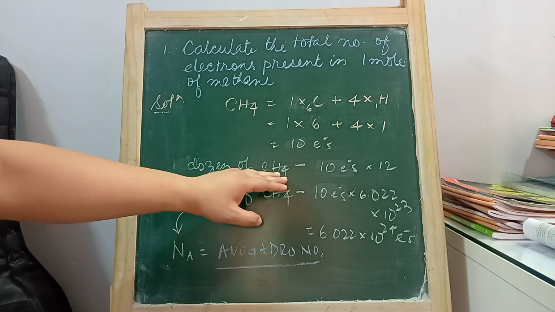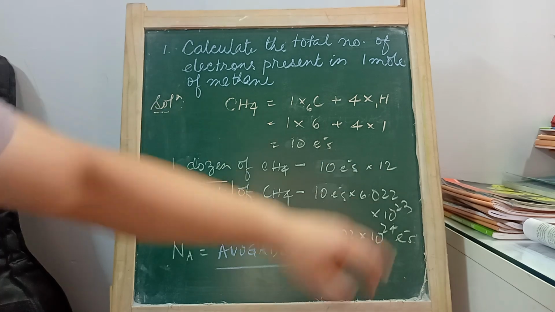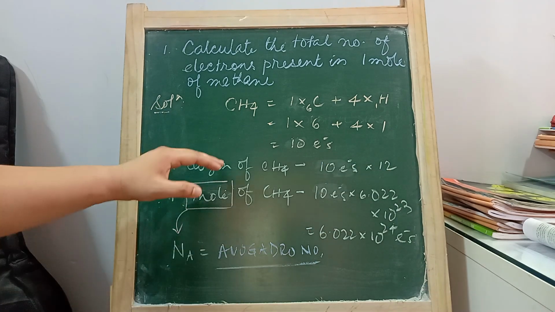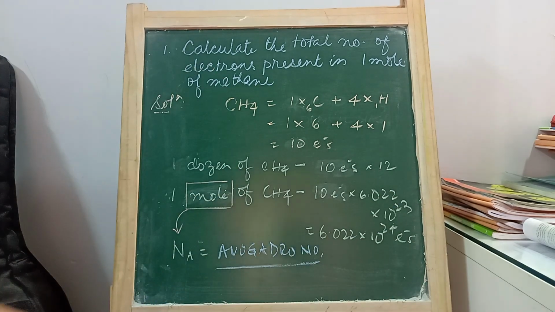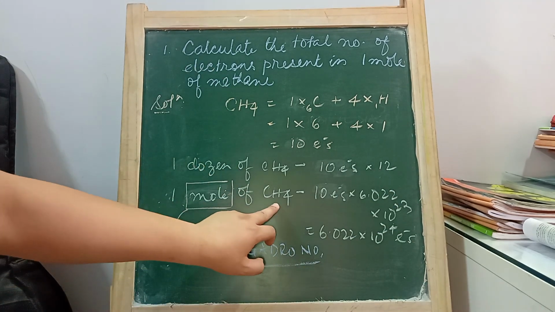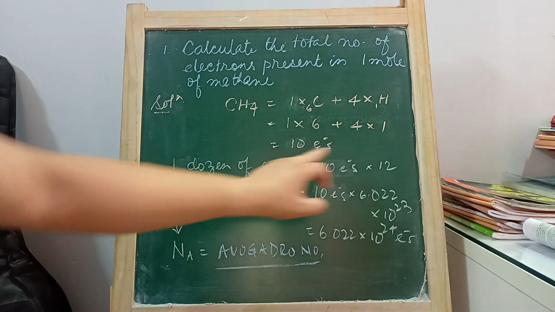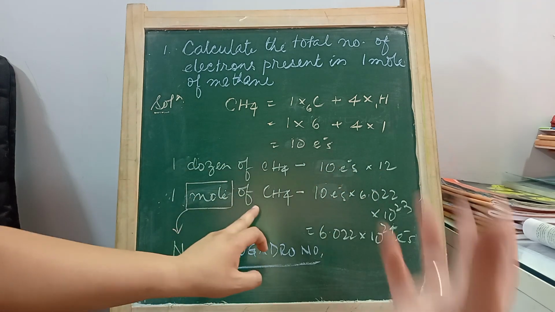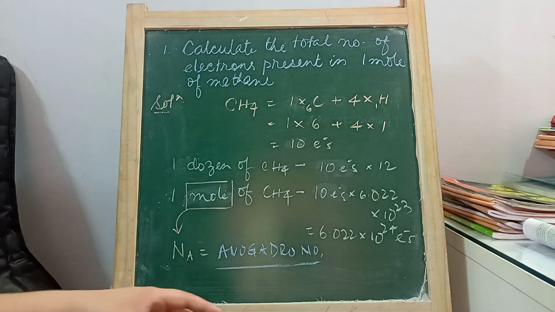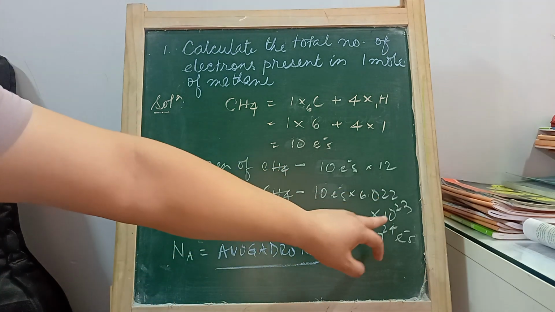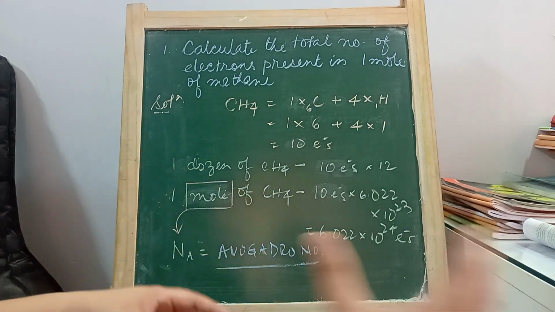So if you say 1 dozen methane molecules, that means what? Dozen means 12. So we multiply 10 electrons by 12. So there will be 120 electrons in 1 dozen. But the question is saying how many electrons are present in 1 mole. So in 1 mole of methane molecules, the 10 electrons will be multiplied by, when it was a dozen, 12. So when it is a mole, we'll multiply it by, 1 mole means what? Avogadro number of particles or entities. That is 6.022 into 10 to the power 23. That is a number. That is what 1 mole means. It is just like a dozen. It is a number.